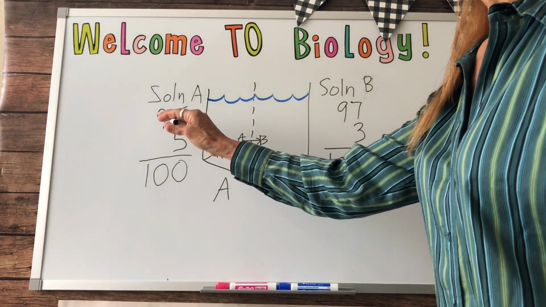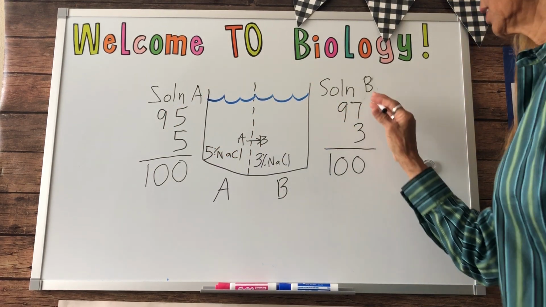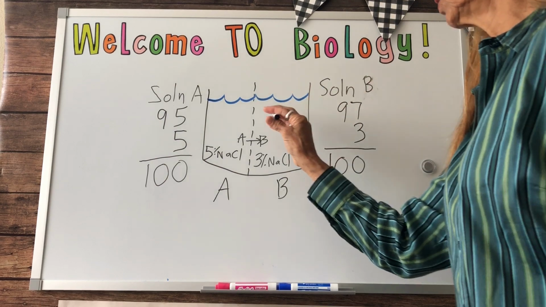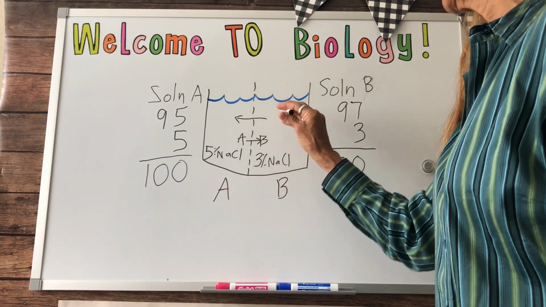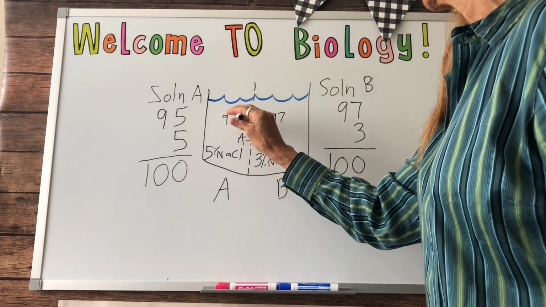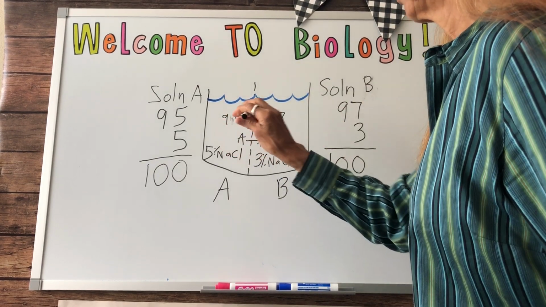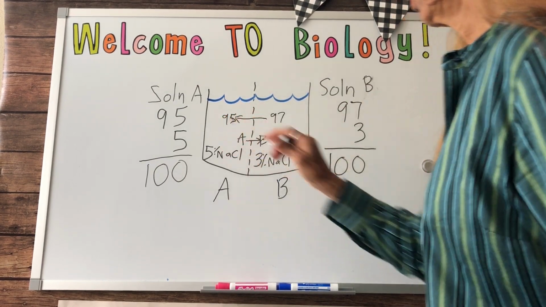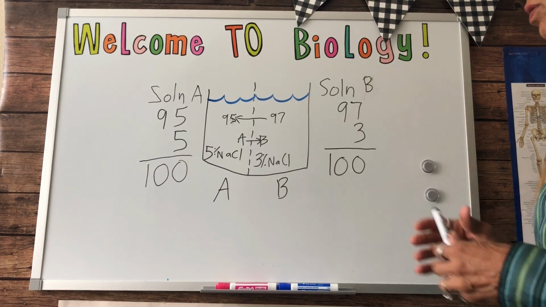As far as the water goes, we have 95% on this side and 97 on the other. So the water is greater here, so the water is going to move to the other side. So we would have water moving from B to A, from 97 to 96. And when it reached 95 on both sides, that would give us an equilibrium. That would be when the solution would be in equilibrium.